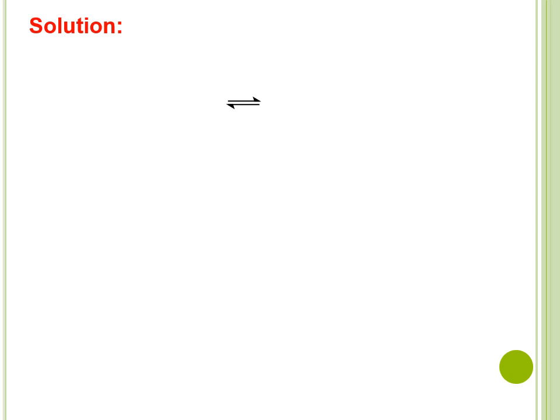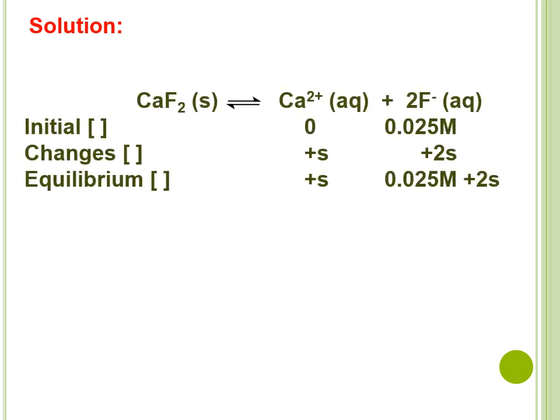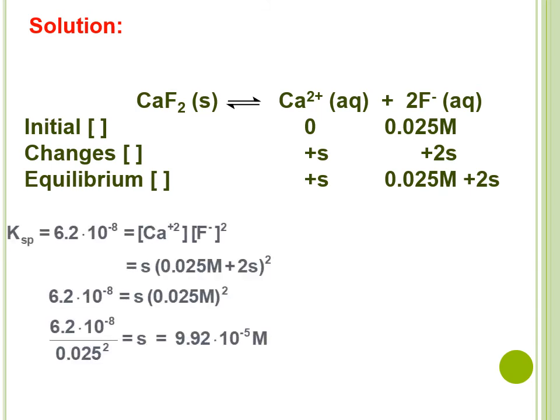Let's write down the equation and ICE table. Initially, calcium ion would have 0. Fluoride ion would have 0.025 molar. The change is S for calcium and 2S for fluoride ion because the stoichiometric coefficient for it is 2. Now the equilibrium concentration would be S and 0.025 molar plus 2S.